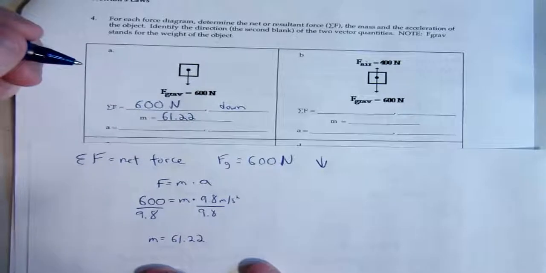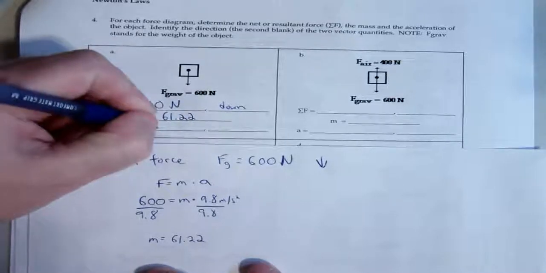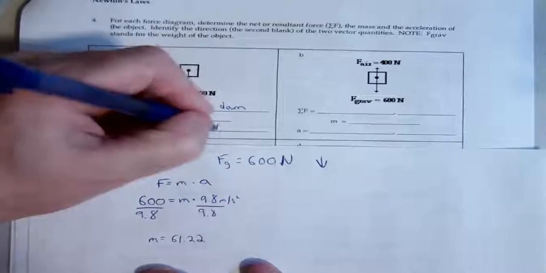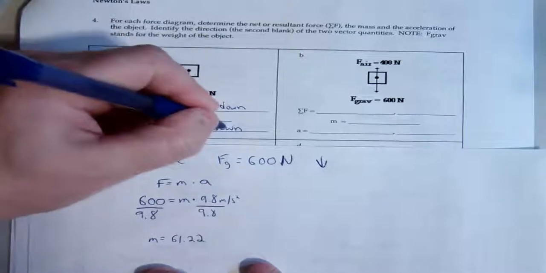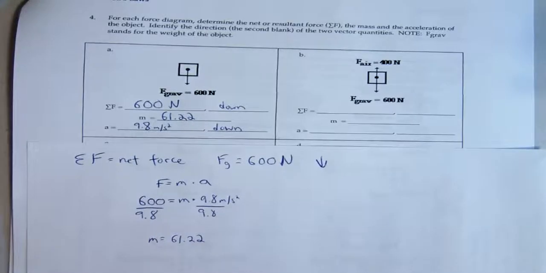So now we have our mass, 61.22, right? Our acceleration, we know is just 9.8 meters per second squared, and we know it's down, right? Because they tell us it's down. Cool. So that's easy. That's not even hard at all. So we knew that. Pretty simple, right?